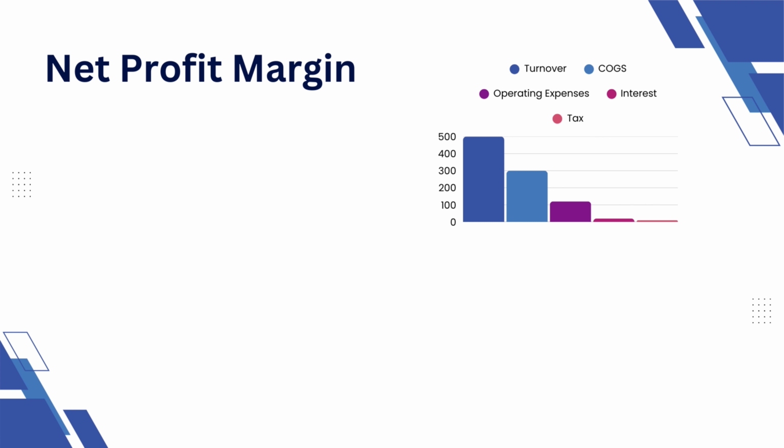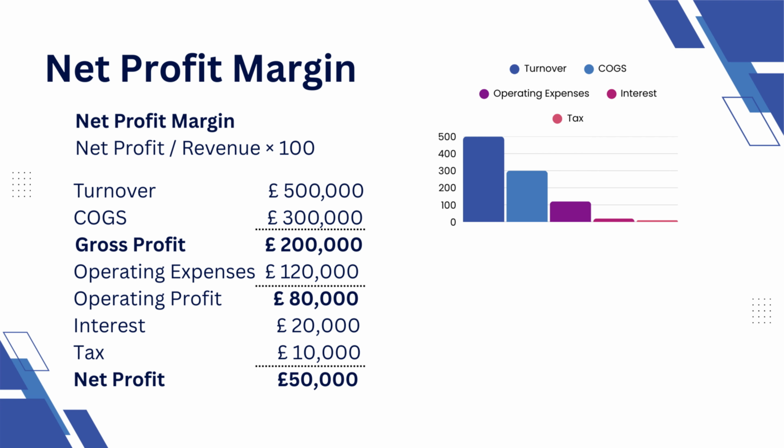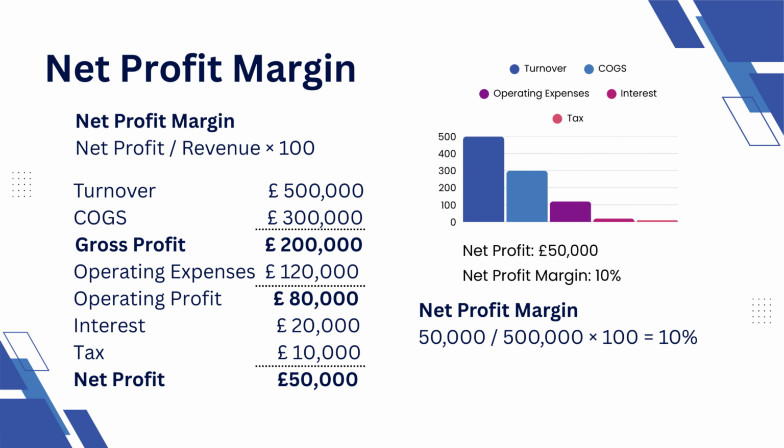The net profit margin shows the final profitability after all costs, taxes, and interest. In our example, the company earns £50,000 net profit from £500,000 revenue. That gives us a net margin of 10%. This means that after all expenses, the company keeps 10 pence from every £1 of sales.